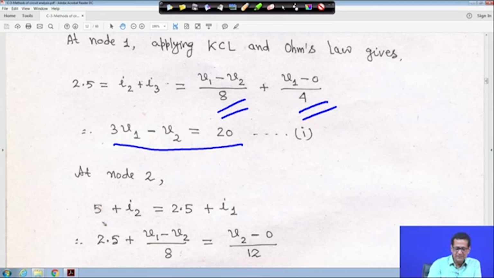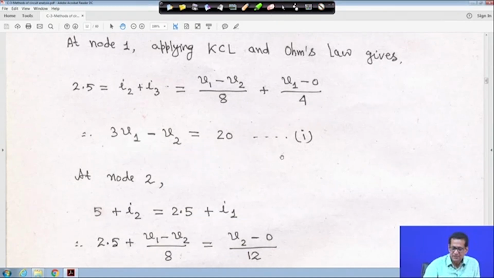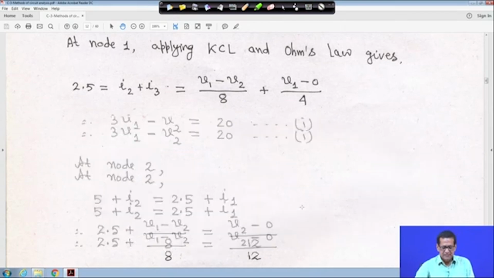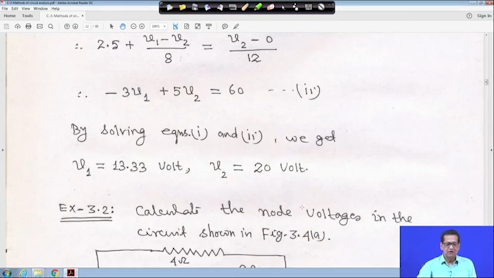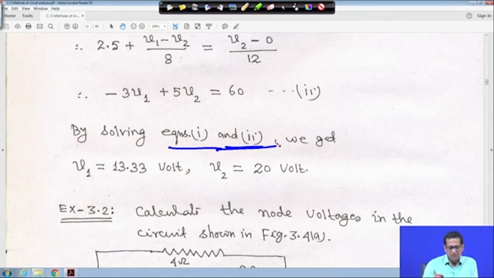Similarly, the other equation we wrote at the time of explanation: I2 is V1 minus V2 upon 8, and I1 is V2 by 12. Let me clean it. Upon simplification we get minus 3 V1 plus 5 V2 is equal to 60. Now solve equation 1 and equation 2, and you will get V1 equal to 13.33 volt and V2 equal to 20 volt.